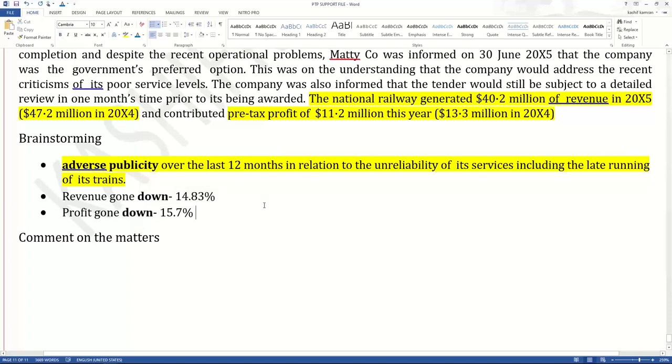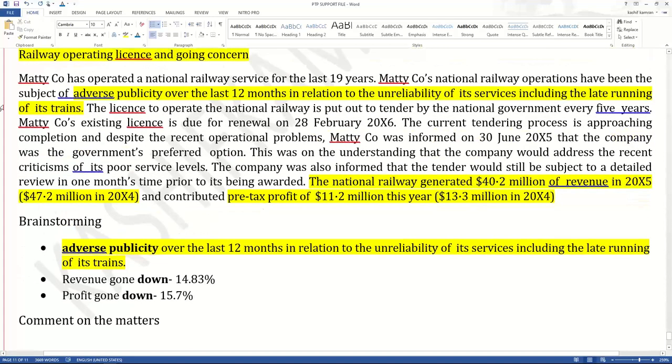Okay, let's go back. Revenue is down by 17.4. Which percentage is right? 14.83 or 17.4? Revenue gone down. Because one student is saying the revenue gone down is 17.4. It's 14.83. Okay, that's the majority of the answer. Perfectly fine. Thank you.